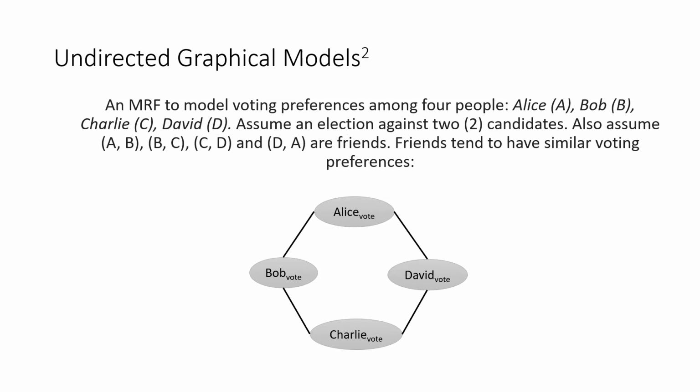So a simple example here is that I have 4 friends, Alice, Bob, David, and Charlie. Actually, they're not all friends with each other. Alice is friends with Bob and David, and Charlie is friends with Bob and David as well.